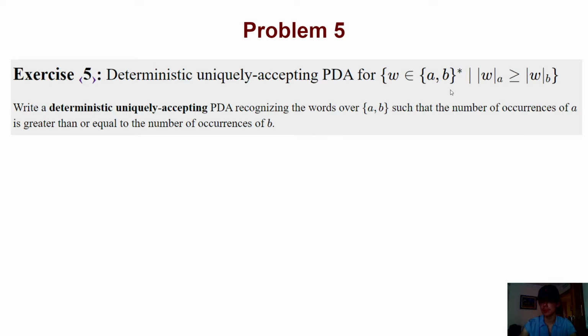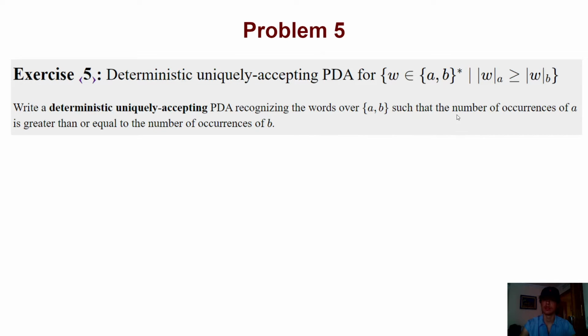This is the language over the alphabet A and B, such that the number of A's is greater or equal to the number of B's. So if I want a given word to be accepted, then this word must have more A's than B's or the same amount of A's and B's. So here we have a brief description of the statement.